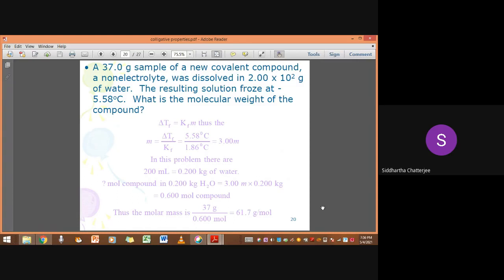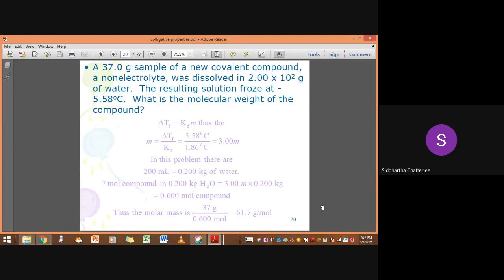Hello, this numerical is visible. Hello. Yes, sir. Okay, how can we solve? We can solve like this. We can write simply the equation ΔTf = Kf × m. Your objective is to find out the molecular weight of the compound. So naturally, what's the ΔTf? The resulting solution freezes at minus 5.58 degrees Celsius. So naturally, you are writing 5.58 degrees Celsius, that is the ΔTf.